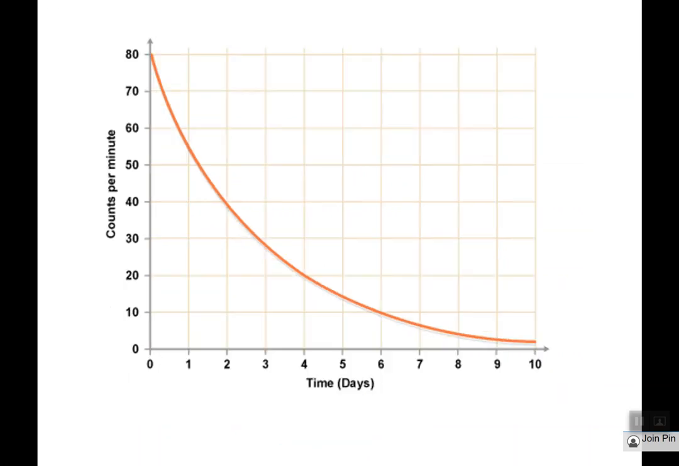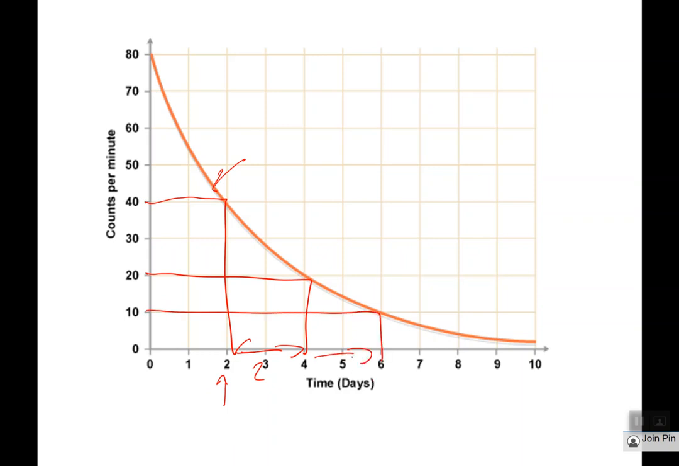Here's another one. Same thing, start at 80, so half that would be 40. You need to use a ruler for this one. I mean, that is just catastrophic what I've just done there. Use a ruler, go across and down. So that is 2 days. After another half-life, another 2 days there, another half-life, another 2 days there.